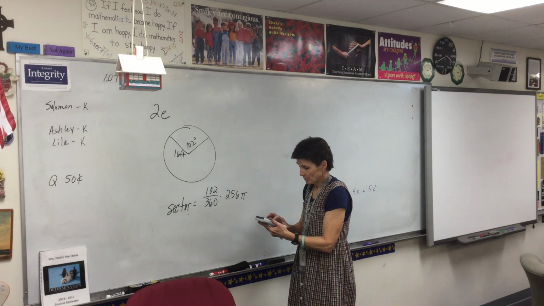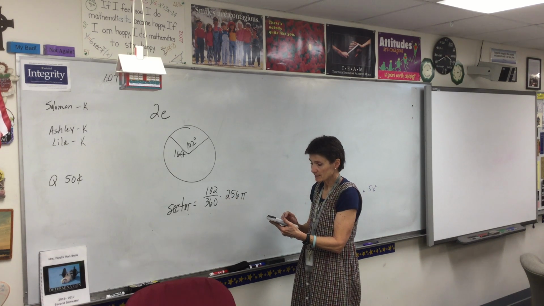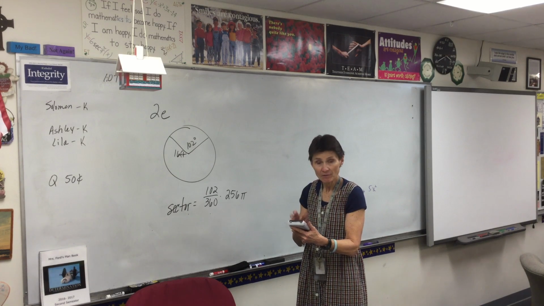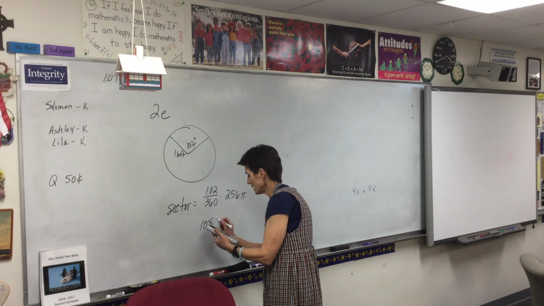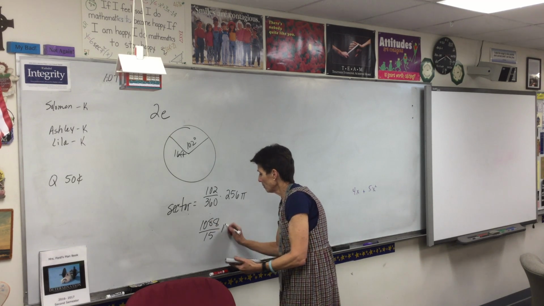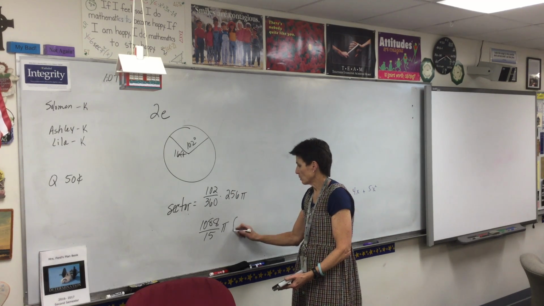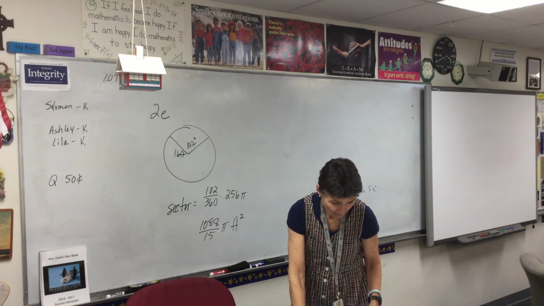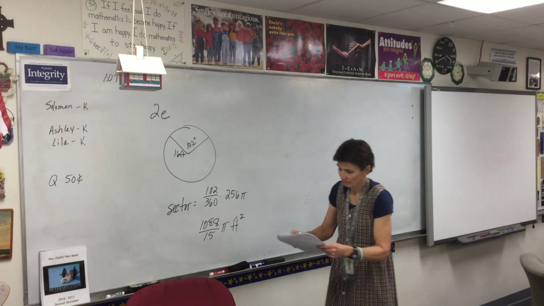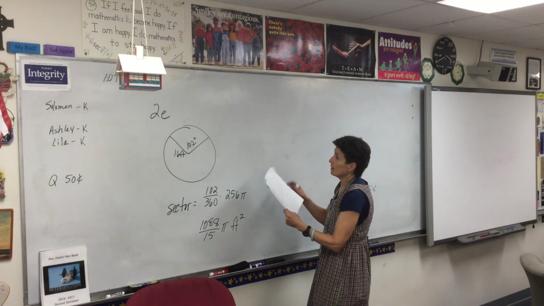So 102 divided by 360 times 256, some decimal, so I'll math bracket, and I end up with 108815 pi, don't forget the pi, and then that would be square feet. And that's it. That is 2E. Now remember, we were working backwards, so we still have to do problem 1.